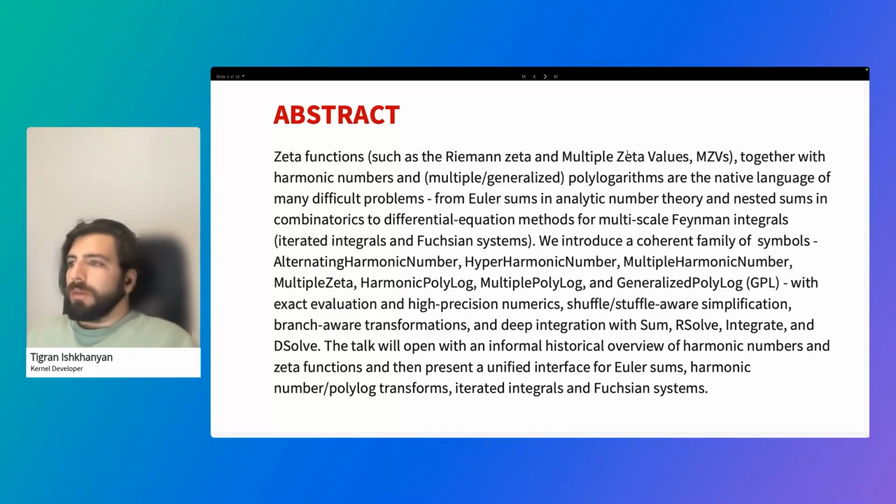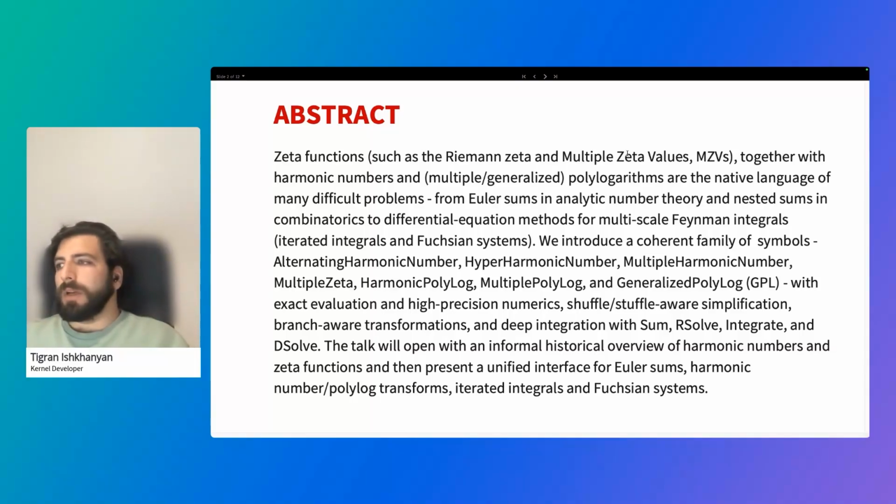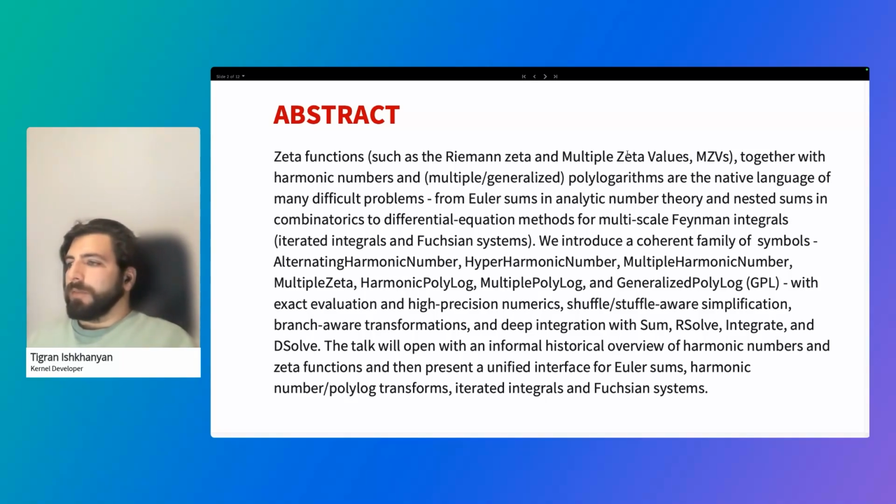In this talk, we will introduce a coherent family of symbols: alternating harmonic number, hyperharmonic number, multiple harmonic number, MultipleZeta, HarmonicPolyLog, MultiplePolyLog, and generalized polylog functions with some features and deep integration with other functions like Sum, RSolve, Integrate, DSolve, and others in the system. We will start from a historical overview of harmonic numbers, and then we'll shift to the zeta functions and polylogs. So let's start.